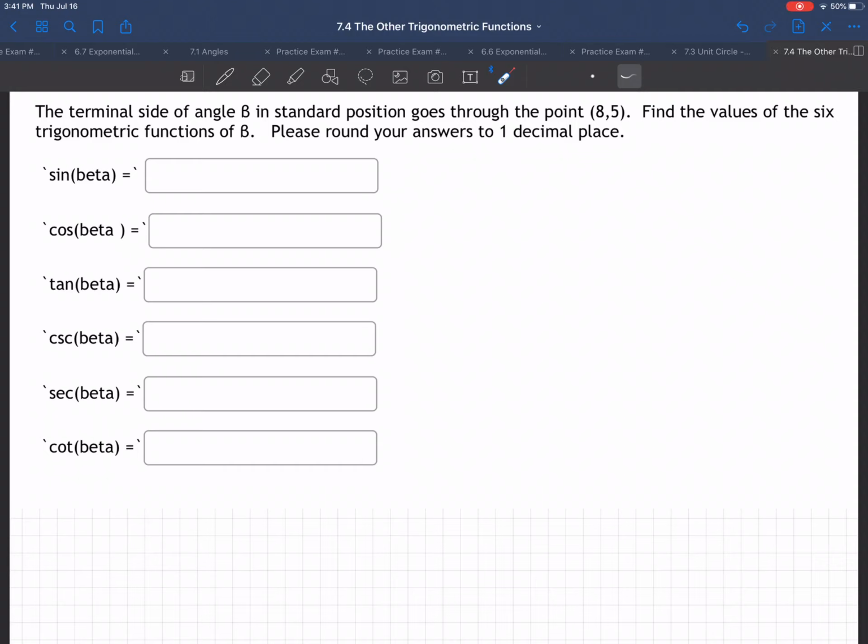Okay, on this example, they're telling us the terminal side of an angle is at (8, 5). Find the values of all six trig functions. All right, how do we do this?